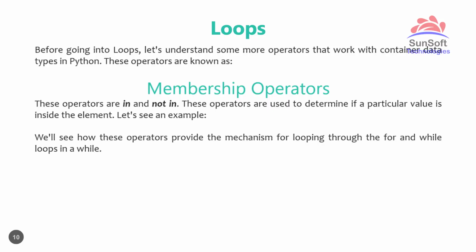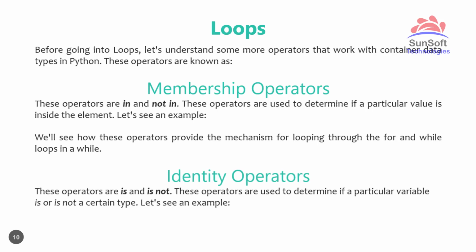Here we are. Let's look at the identity operators. These operators are is and is not. These operators are used to determine if a particular variable is or is not a certain type. Because dynamic typing is there, any particular variable may have a certain type. So if I want to perform only a string operation on a certain variable, or if I want to do a numeric operation and I do not know if that is a valid number or not, then what I want to check is its type. So how do we check that type? I want to check its identity, what kind of type it is. For that I'll go and see what type it is.